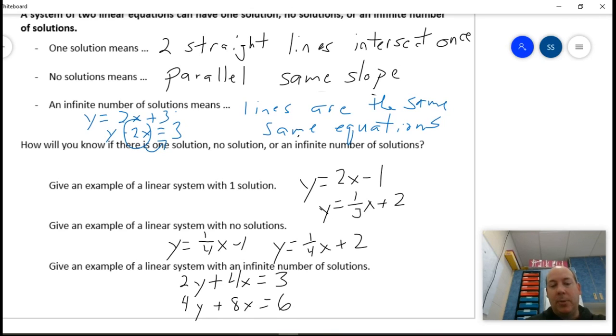And you've got to be able to solve these into slope-intercept form to tell that. So this would be y equals negative 2x plus 3/2. This one would be y equals negative 2x also plus 3/2. It's the exact same. Again, solving linear systems graphically, you're either going to have one solution, they intersect once, no solution, they're parallel, or they're the exact same line and they have an infinite number of solutions.